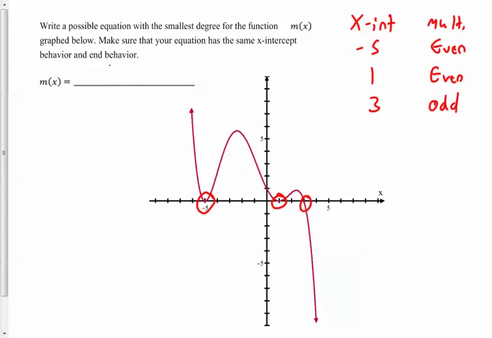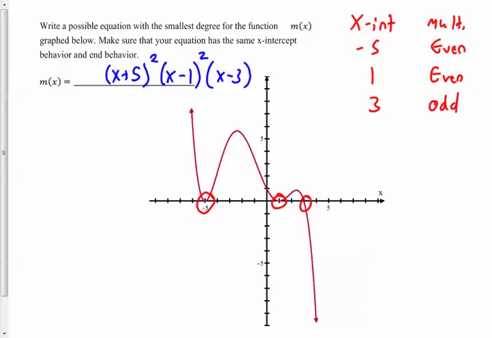So I can do that by writing this as x plus 5. That tells me there's an x-intercept at -5. And since it has to have an even multiplicity, the smallest one I can use is squared. There's an x minus 1. Again, it touches, so that multiplicity has to be even. And the x minus 3 factor, that had an odd multiplicity, so I can raise that to just the 1 power, or leave it like that.